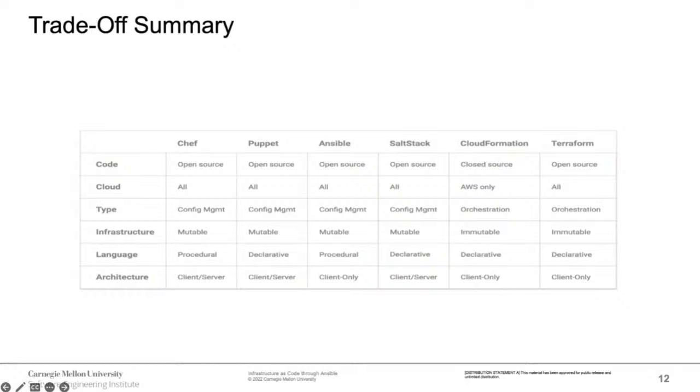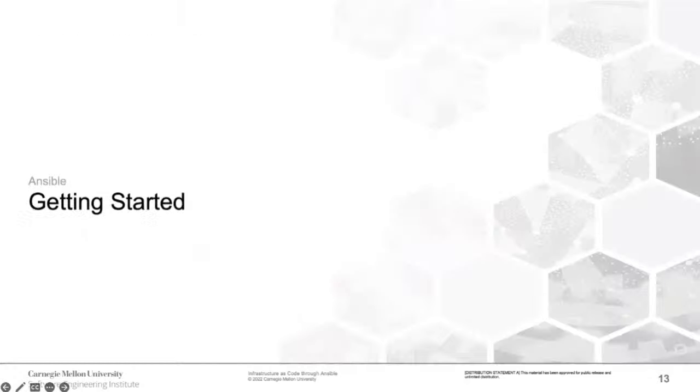But if you take a look at the Ansible column here, you can see that it falls under the configuration management type. It leans towards mutable infrastructure. It's a procedural programming language, and it's client only. So you don't have to worry about setting up a master and maintaining it. So that's what we're going to focus on now. So we jump into Ansible.